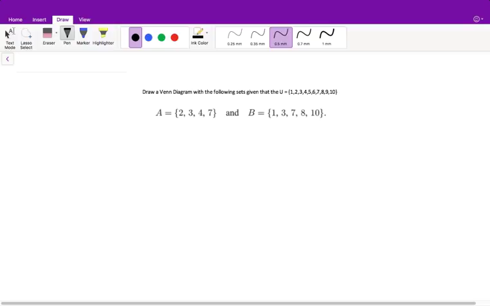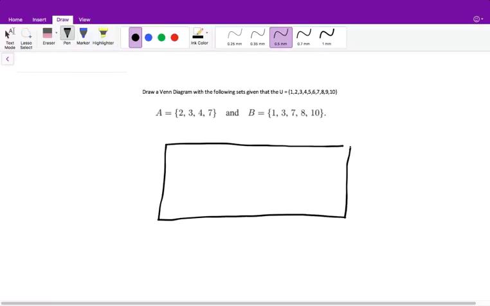All right, so for the one problem I want to do really quick, it says draw a Venn diagram with the following sets given that the universe is 1 through 10. So we just want to draw this real quick. The first thing we do, remember, is we draw a rectangle to represent our universe. So this rectangle represents every single number that we can possibly have. Then I'm going to draw my two sets. So this red circle will be my set A, and this blue circle will be my set B.